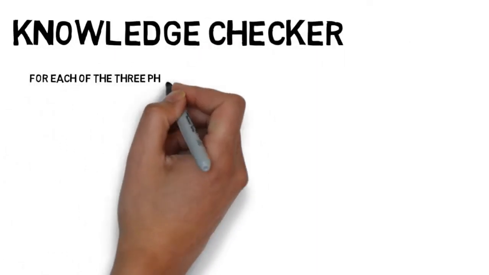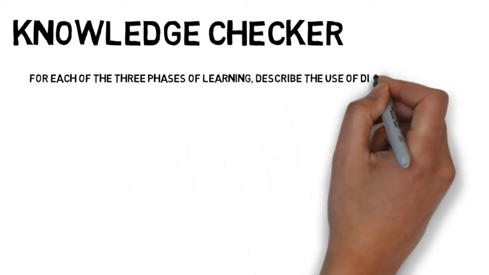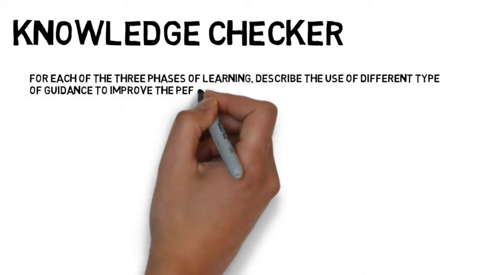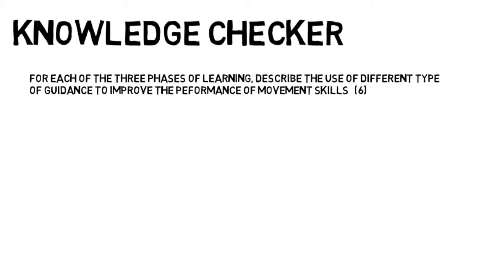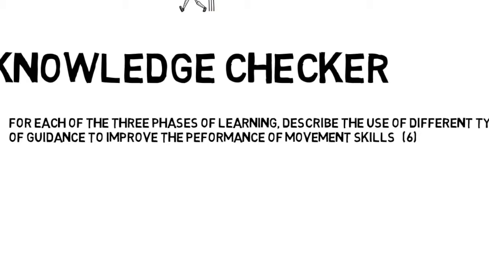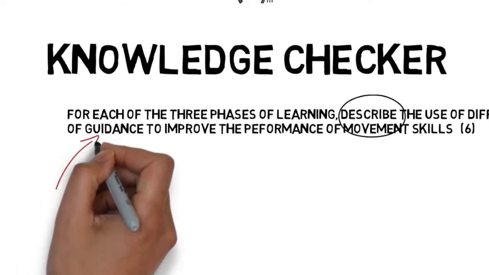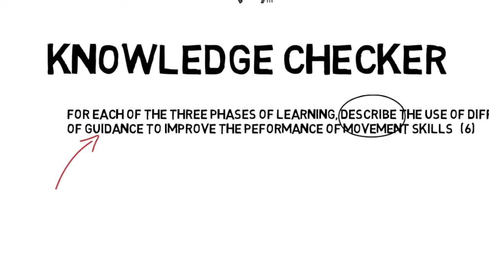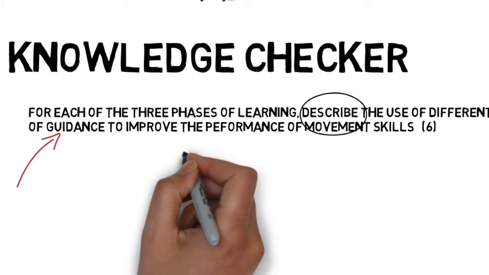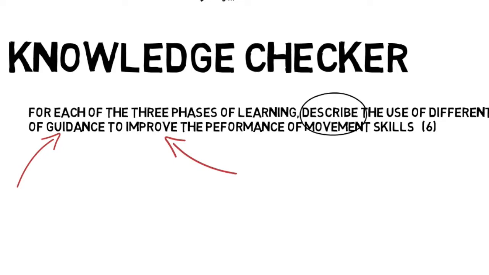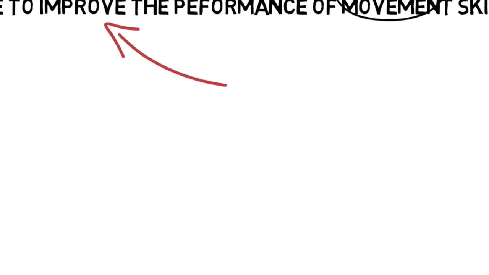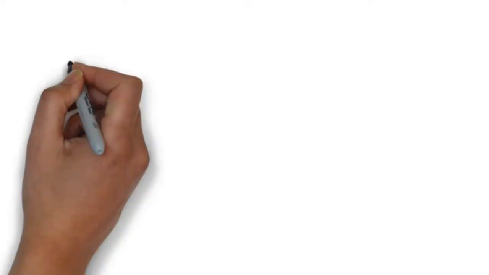Alright, so let's look at a knowledge checker, in other words a question. For each of the 3 phases of learning, describe the use of different types of guidance to improve the performance of a movement skill. And we're looking for 6 marks, so it's probably 2 marks for each phase. The first thing we do is identify the command word, which is describe. It's got to be linked to guidance, and you also must link it to the improvement of the performance of the movement skill. So all we're going to do is go through each one of the different stages.